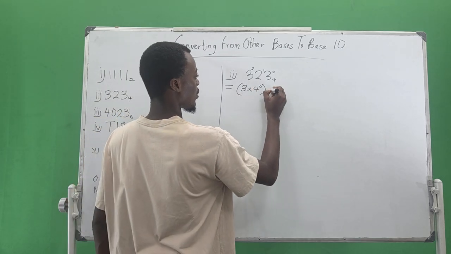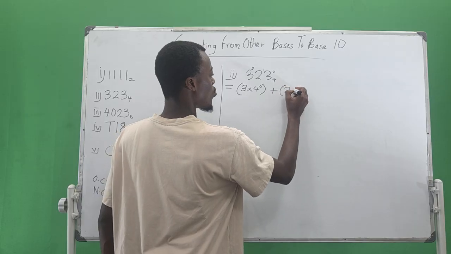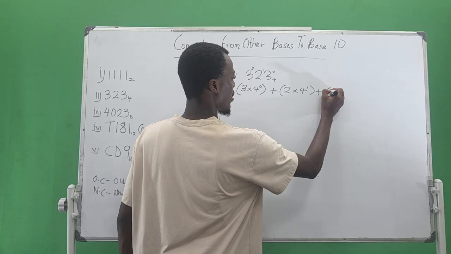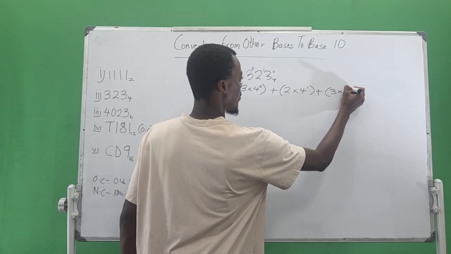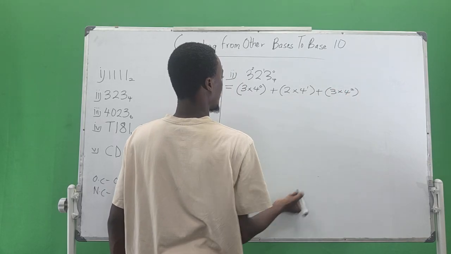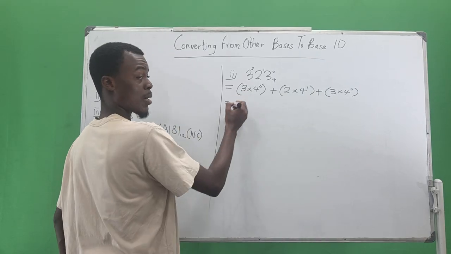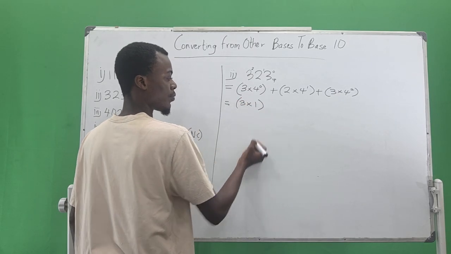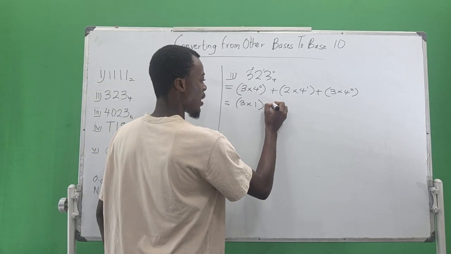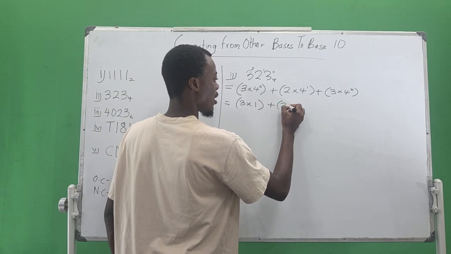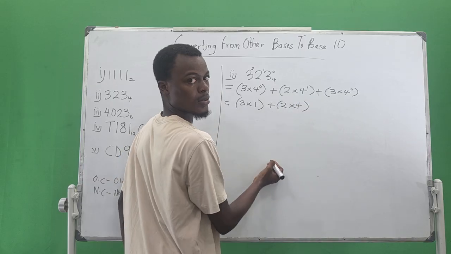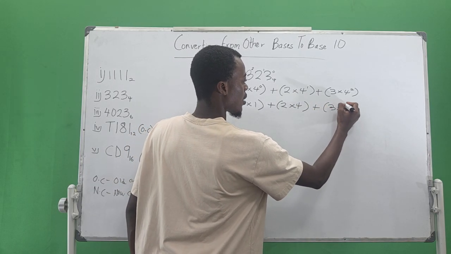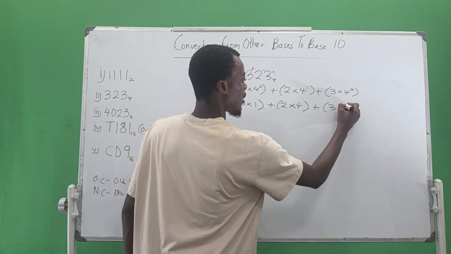The next one becomes 2 times 4 exponent 1, plus 3 times 4 exponent 2. So 3 times 4 exponent 0 gives us 3 times 1, plus 2 times 4, plus 3 times 4 squared, which is 16.